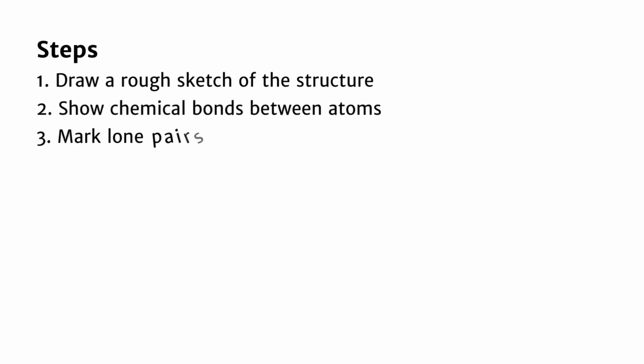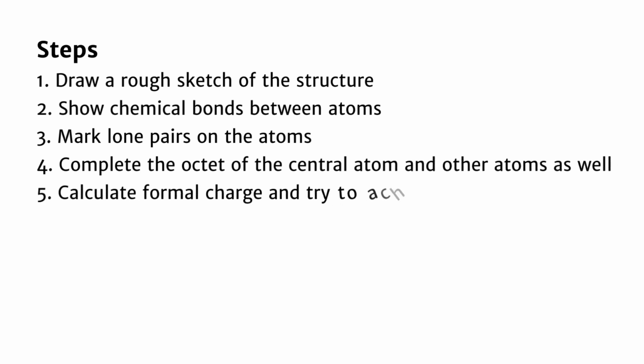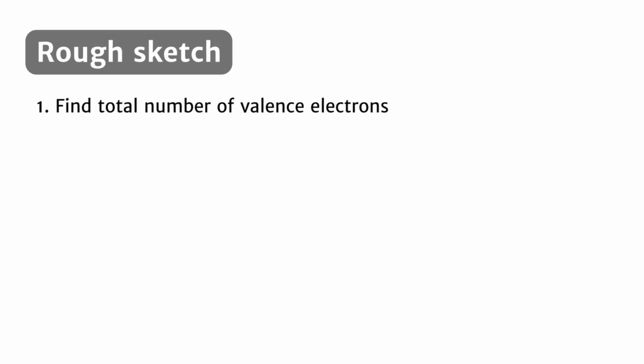Next, mark lone pairs on the atoms. Complete the octet of the central atom and other atoms as well. Finally, calculate formal charge and try to achieve a stable Lewis structure with the least formal charges. Before sketching out the rough diagram, two essential steps are required. First, calculate the total number of valence electrons and then determine the central atom.